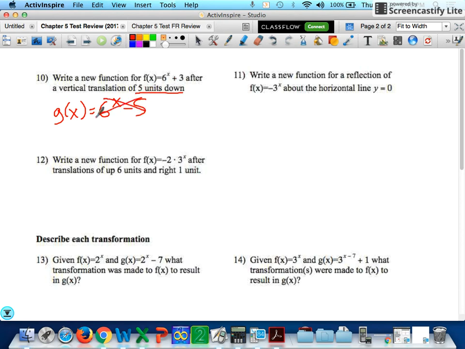That's wrong, okay, because there was already a 3 there. So this minus 5 actually affects that 3. There was a plus 3, and now we minus 5. Well, these two things are like terms, so we can combine them. Our final answer should be g of x equals 6 to the x minus 2.